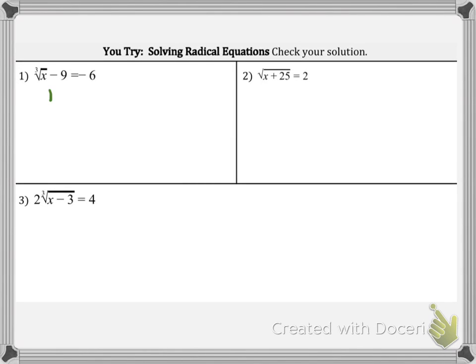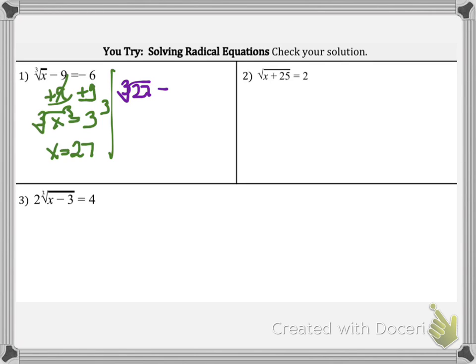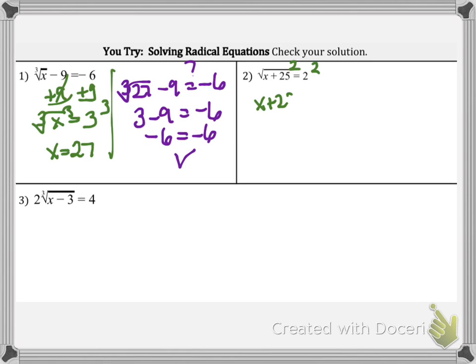Okay, so if we tried it out, add 9 to both sides. Cube root of x equals 3. Cube each side. X equals 27. And then if you check your solution, cube root of 27 minus 9, does that equal negative 6? 3 minus 9, does it equal negative 6? Negative 6 equals negative 6. That is correct. Next, we just square both sides here. X plus 25 equals 4. Subtract 25. So x equals negative 21.